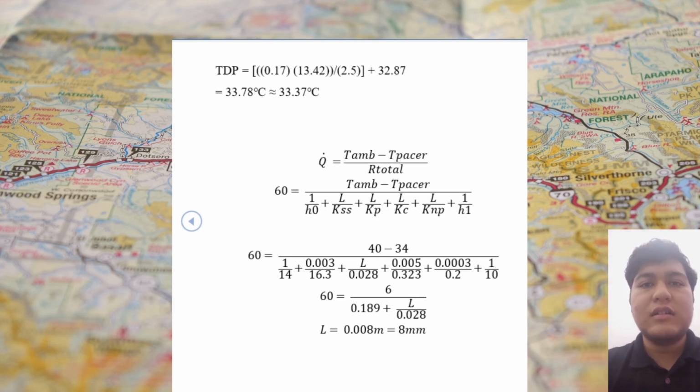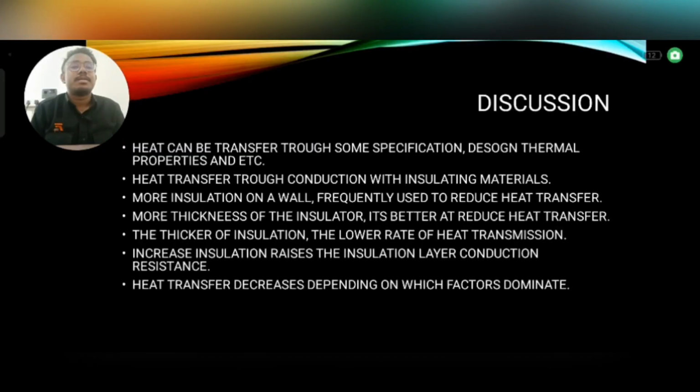Then we use the formula of heat transfer rate, which is equal to T ambient minus T pacer over R total. So we substitute the value for the T ambient and T pacer and also R, and then we find the answer is the length is equal to 0.008 meter or 8 millimeter.